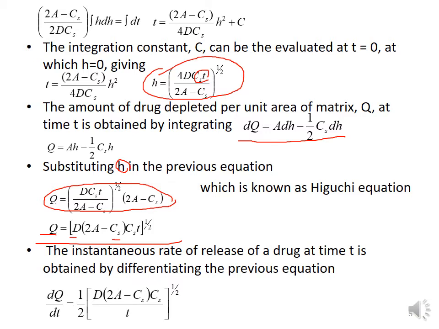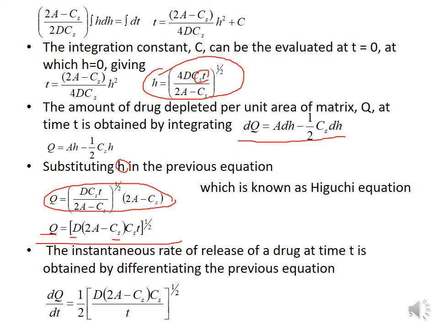The instantaneous release of drug at time t is obtained by differentiating the previous equation. dQ by dt equals the square root of half the diffusion coefficient multiplied by (2A minus Cs) multiplied by Cs, divided by time, where A, as we mentioned, is the dissolved and undissolved drug. This equation shows that as the time is increased, the release rate is decreasing.